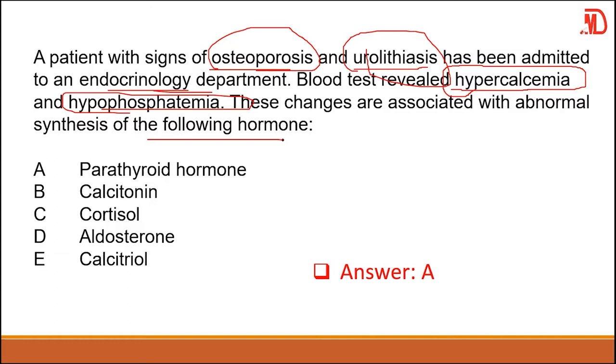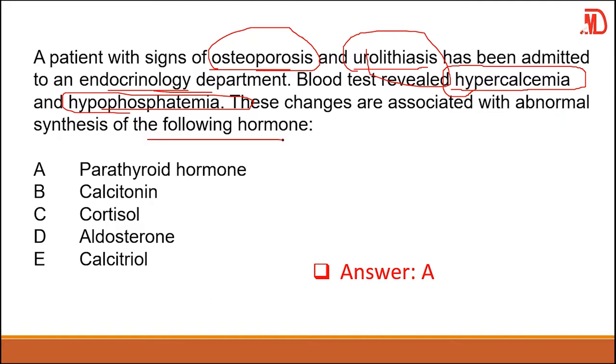All right. So over here, we are talking about the parathyroid hormone. This regulates the serum calcium through which it affects the bone, the kidneys, and the intestine, and it reduces reabsorption of phosphate.